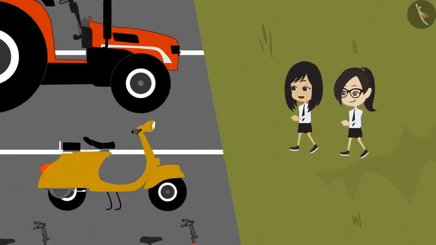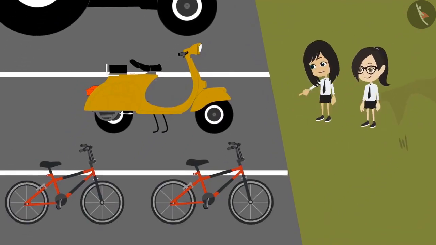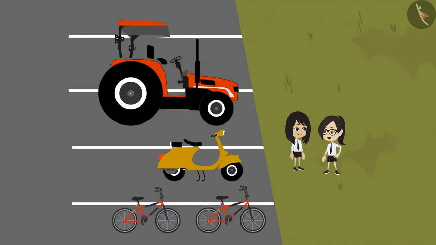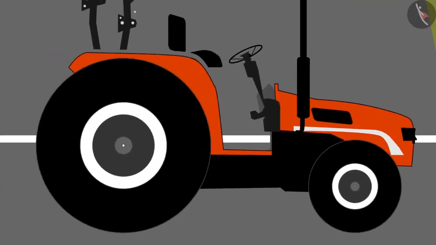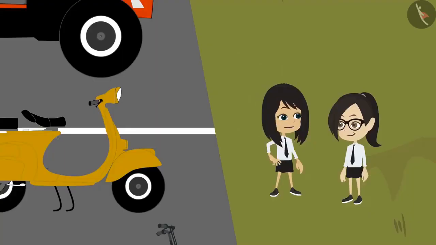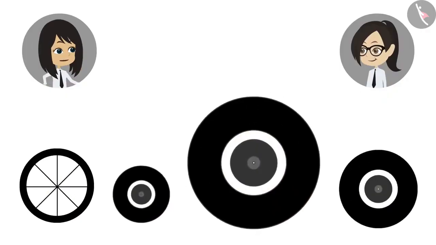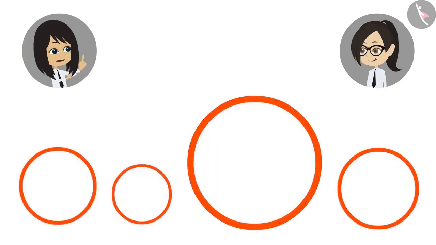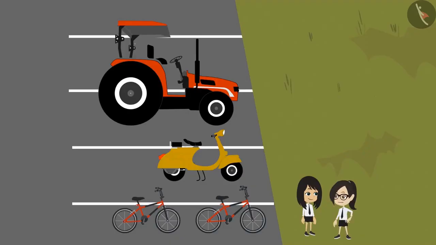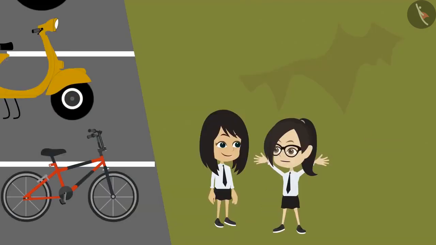And look at the tires of the scooter. They are smaller than that of our bicycle. Yes, but the tractor also has 2 types of tires. And the front tire is smaller than the tire at the rear. You noticed one thing? We saw 4 different sizes of tires. But all are in the shape of a circle. Yes, you are right, Neha. All are circular. But how will we know how big or small they are from each other?